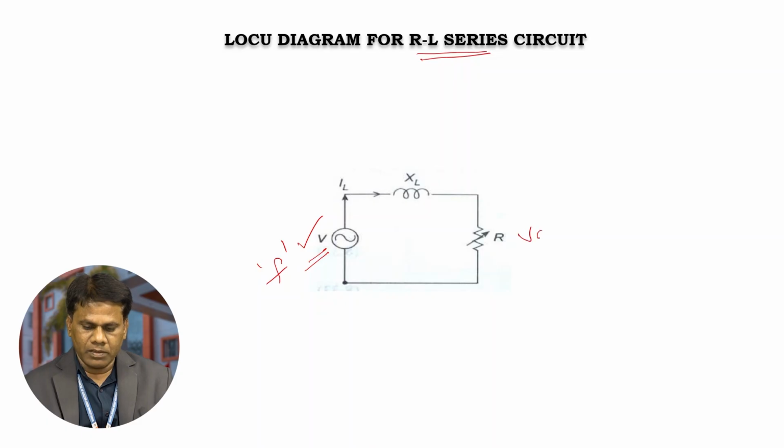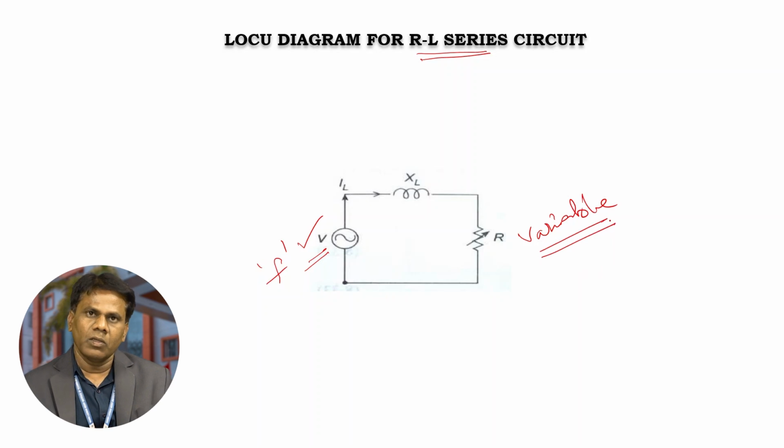Here the resistance R is variable in the RLC series circuit. XL is the inductive reactance, and this inductance is fixed or constant. The variable R is varying. This is the circuit diagram I am considering, and for this circuit I am going to show how to draw a locus diagram for the RLC series circuit.